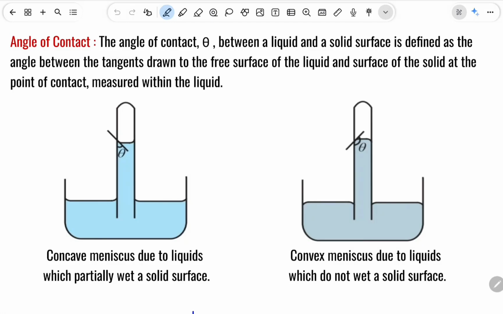Hello students, welcome back to the lecture series of Mechanical Properties of Fluids. This is lecture 7 and today we are going to understand angle of contact.